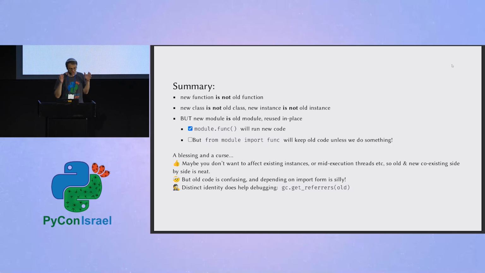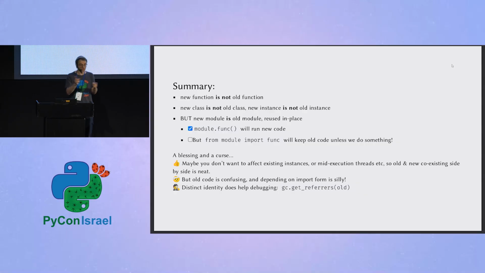So to summarize, a new function is a separate object from an old function when you do def. A class is a separate object, but the module is the same module. And already there is a subtle difference. It depends on the style you write your code. If you just call module.something, you get access automatically to the new things you defined, because it's the same module.